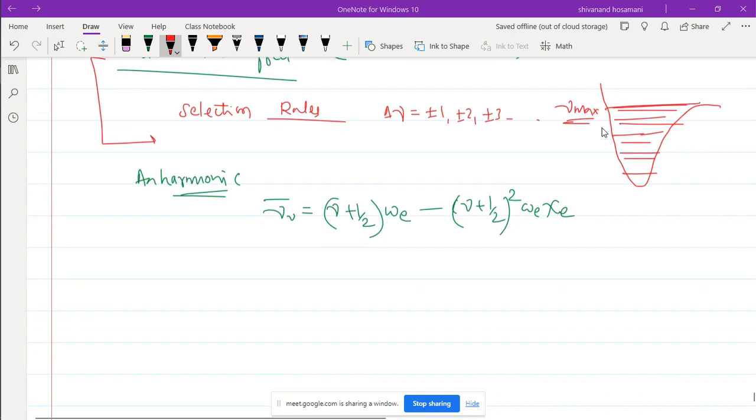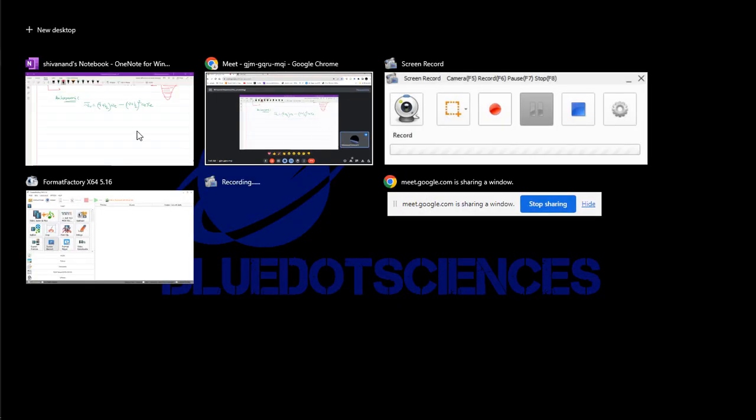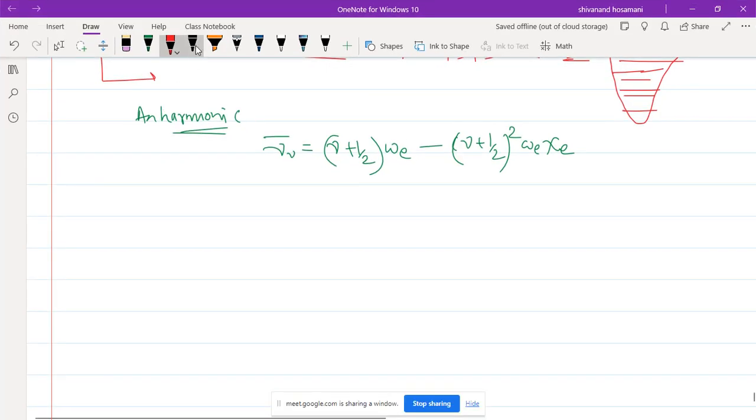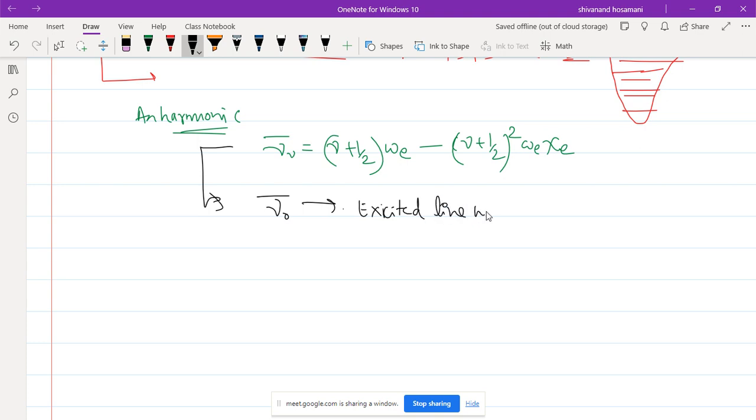You calculate the state wise here, this particular state. Then if you get the value of nu bar of naught, meaning the lowest level, that line, whatever the line is going to be there, that is called the excited line, or Rayleigh line. Excited line wave number, or you can call it Rayleigh line wave number.